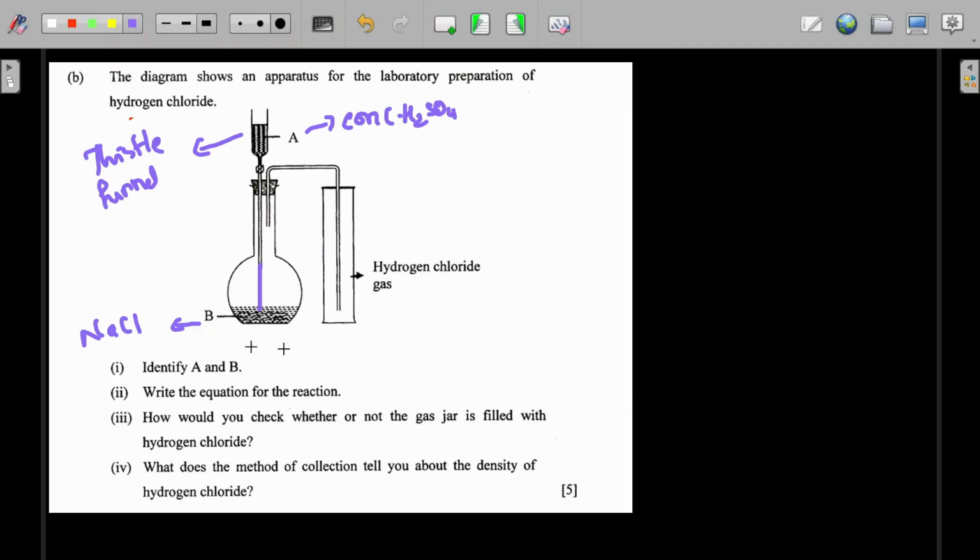Write the equation we have written. What you should not forget, the condition you should not forget. How would you check? Again, dense white fumes with ammonia. What does the method of collection tell you, the density? So HCl is denser than air. That point we have to write here. Okay.